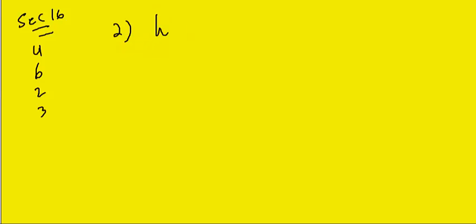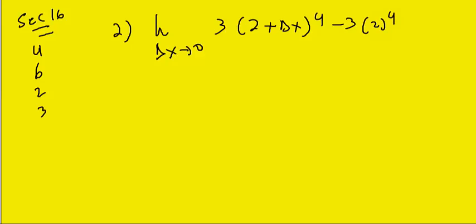Limit as delta x goes to 0 of 3 times (2 plus delta x) to the 4th minus 3 times 2 to the 4th, all over delta x. They're not really asking you to take a limit. They're asking you to take a derivative of a function. So first of all, you have to recognize what my function is. What do you think my f of x is, just by looking at all of that?